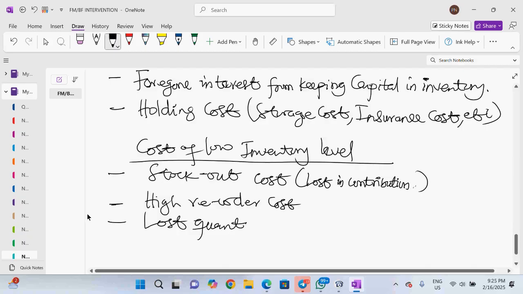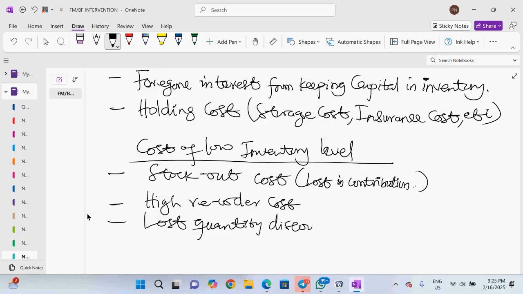So lost quantity discount. If you are ordering in pieces, because of that, you'll be losing some discount. But if you are buying in bulk, you'll be having some discount. You get some discount. So that is as a result of having a low level of inventory. All right.